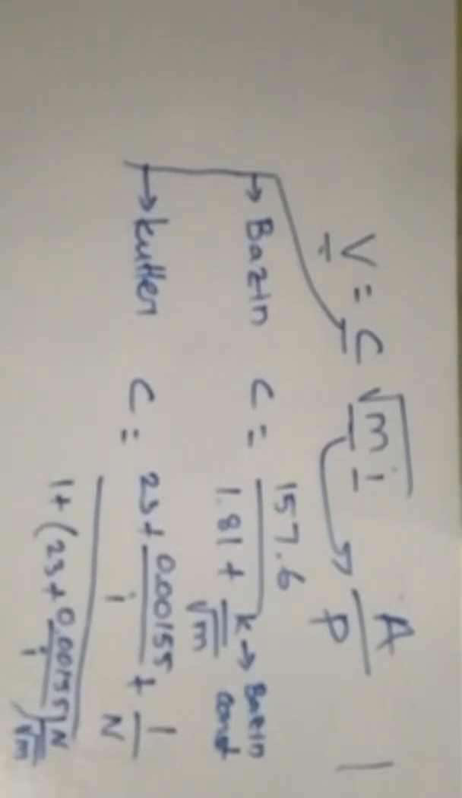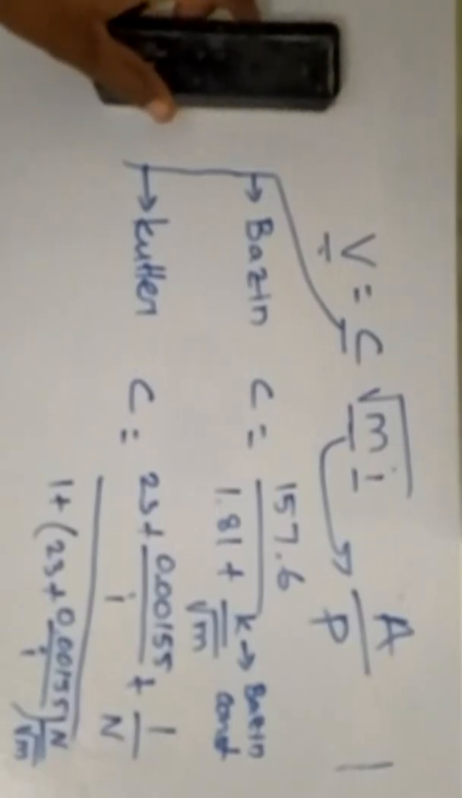Similarly, in Kutter's formula, C is equal to 23 plus 0.00155 divided by I plus 1 by n, divided by 1 plus 23 plus 0.00155 divided by I, into n divided by root M. I can use either Bazin's formula or Kutter's formula, depending on whether Bazin's coefficient or Kutter's coefficient is given. In some cases, they directly give Chezy's constant C, and in that case we can ignore Bazin's or Kutter's formula.